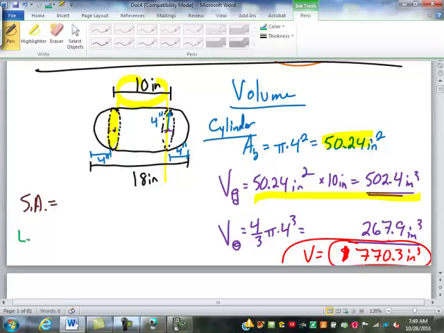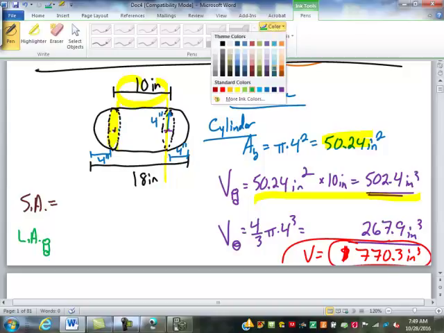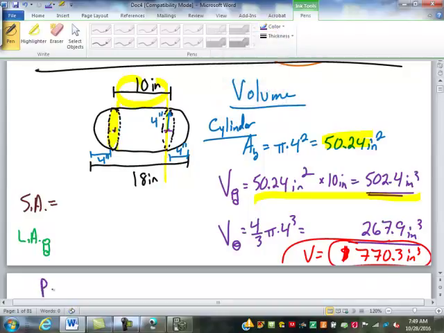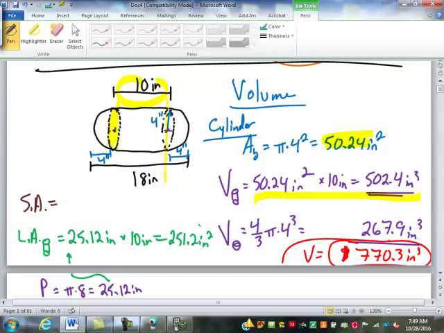So we've got to find lateral area for the cylinder, which means we're going to have to find perimeter of that circle. It'll be pi times 8, or 25.12 inches. So you can put that up here in lateral area. 25.12 inches times that height of 10 inches still equals 251.2 inches squared. So that goes in our surface area.